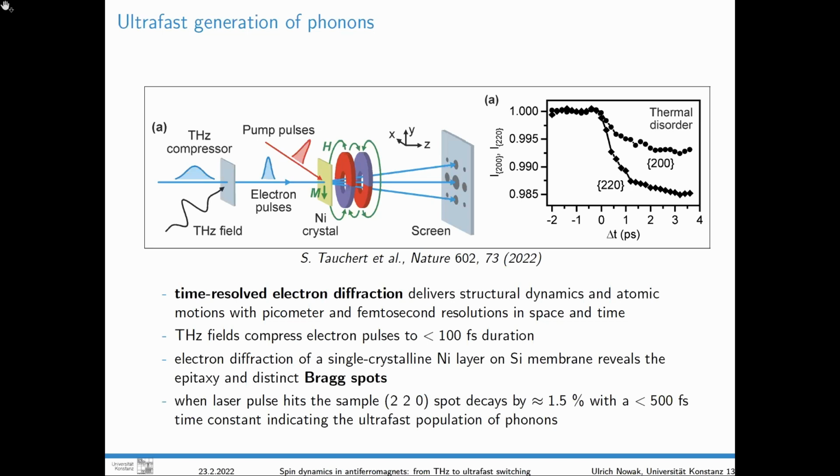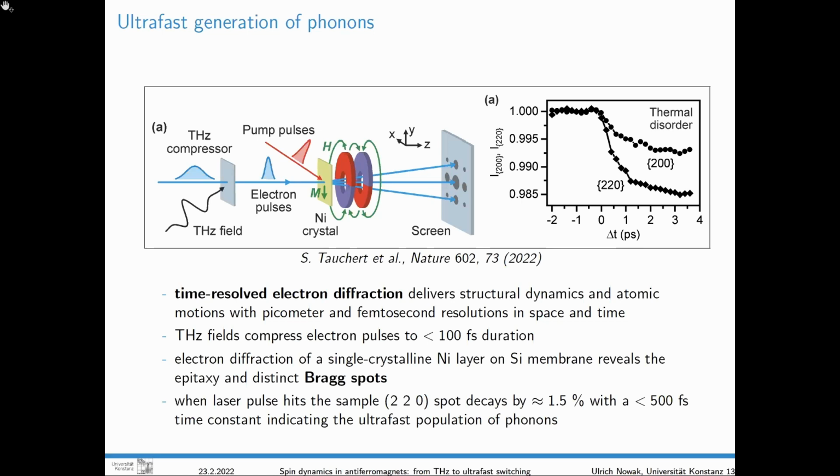The decay of the central intensity is a measure of the broadening of the Bragg peaks, and that is a measure of the atomic motions. And what you see is this here. On a very short time scale, starting at some 100 femtoseconds, you get this broadening. That means the lattice moves.